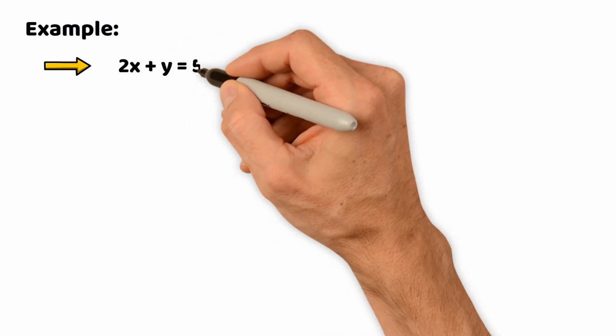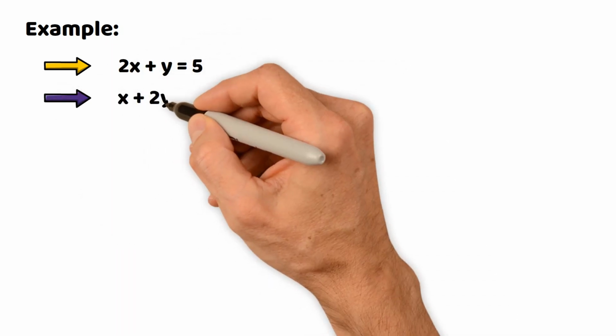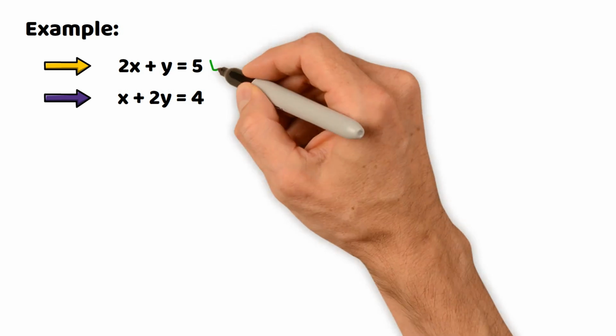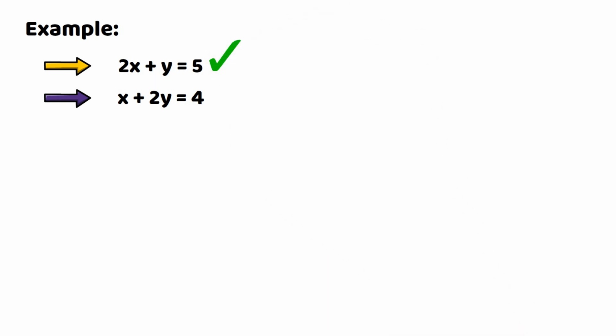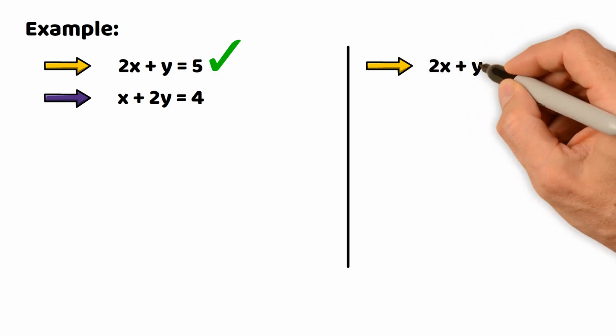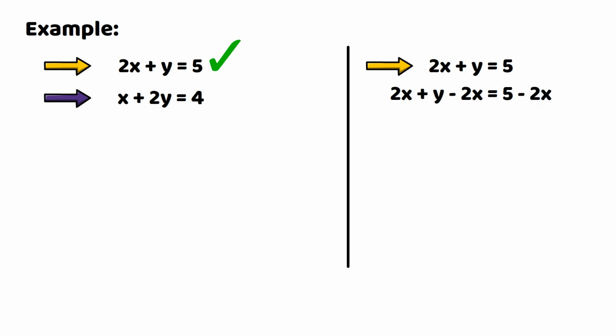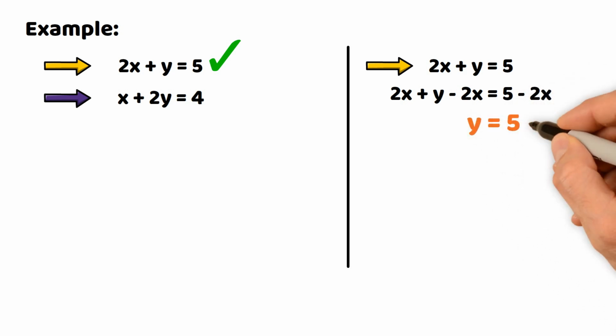Solve the equations 2x plus y equals 5 and x plus 2y equals 4. Now, we solved these already before using the elimination method, but let's use the substitution method now. Pick one of these two equations, doesn't matter which one, let's say the first one, 2x plus y equals 5, and solve for one variable. It's easier to solve for y because it has no coefficient. In the equation 2x plus y equals 5, we can solve for y by subtracting 2x from each side, yielding y equals 5 minus 2x.